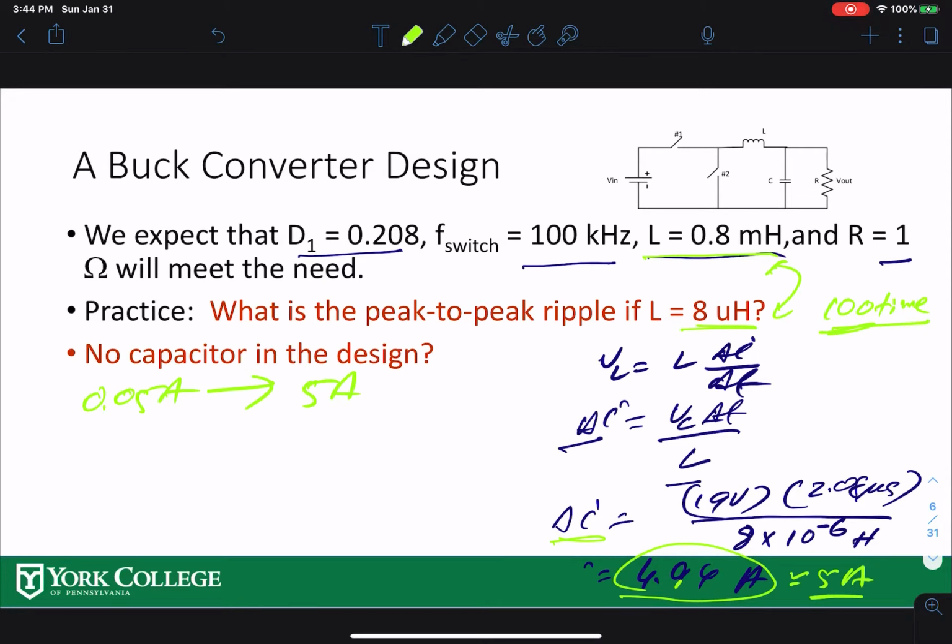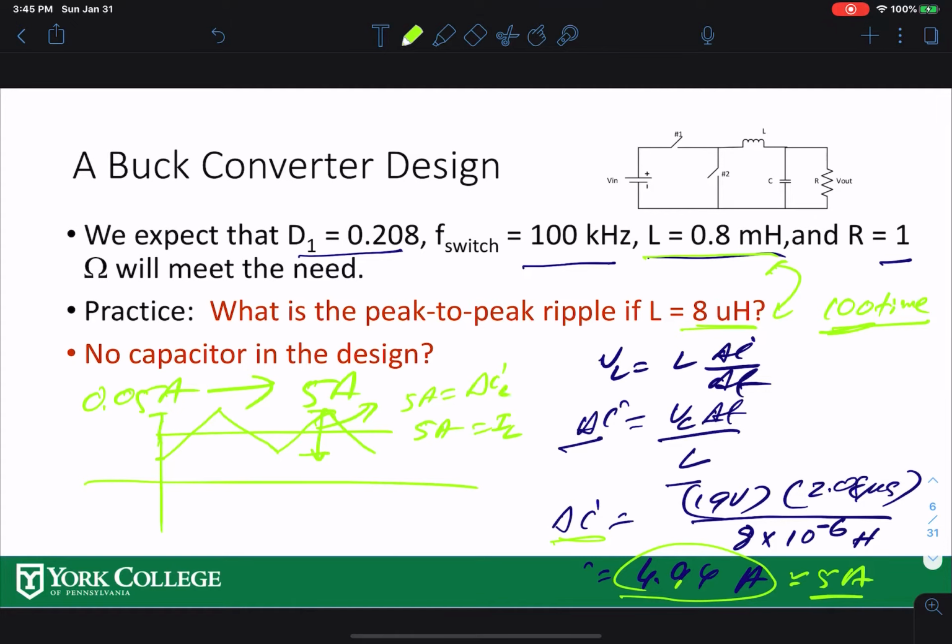So how does it look? If we draw it here, this is the 5 amps inductor current IL, and you have 5 amps peak-to-peak ripple. That means if you go from here to here, the peak-to-peak ripple is 5 amps. That is your delta IL. So the smaller the inductor value, the bigger the ripple, and it goes by the same proportion.